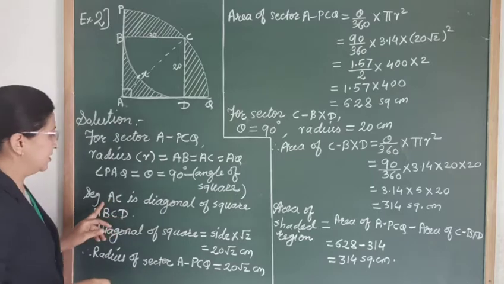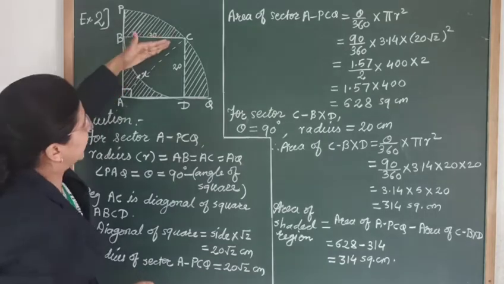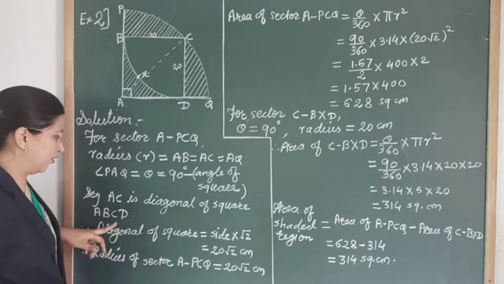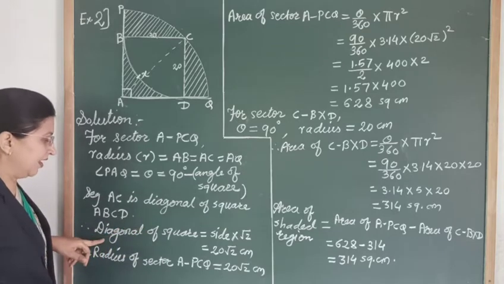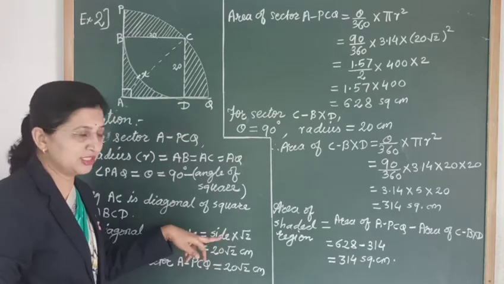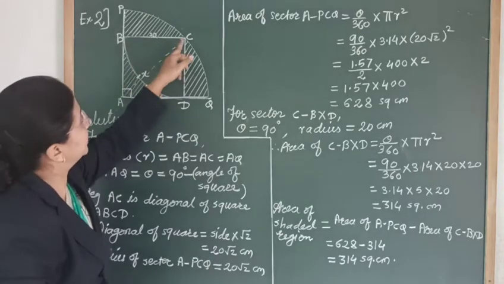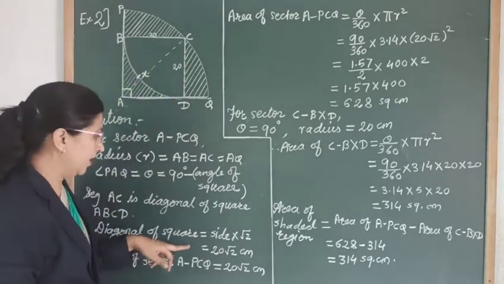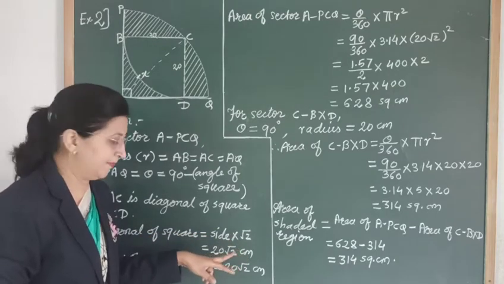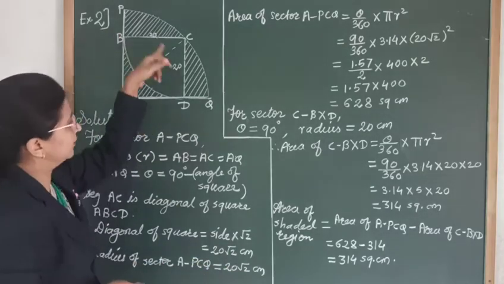Okay. Then segment AC. Now we don't know the radius of this larger sector, but this segment AC is the diagonal of a square. So here we say segment AC is the diagonal of square ABCD. Therefore, the diagonal of a square is equal to side into root 2. We know this formula. So let's put the value. Side of the square is nothing but the radius of this smaller sector, which is given as 20. So 20 into root 2, that is 20 root 2 centimeter. So in this way, we got the radius of the larger sector A' PCQ.